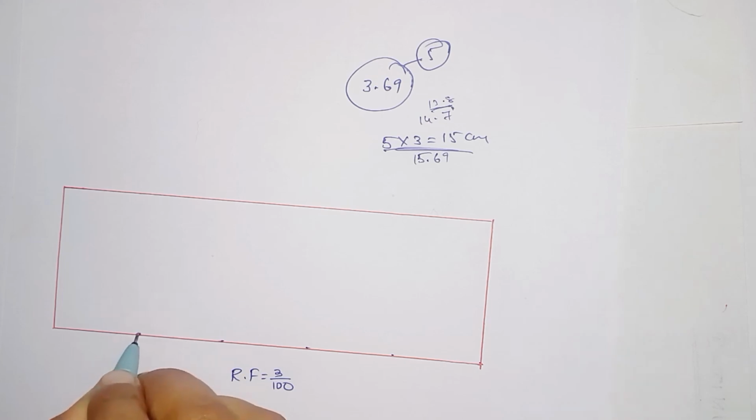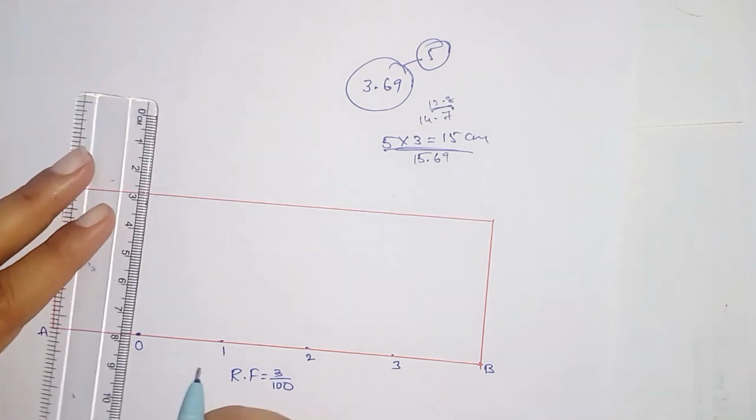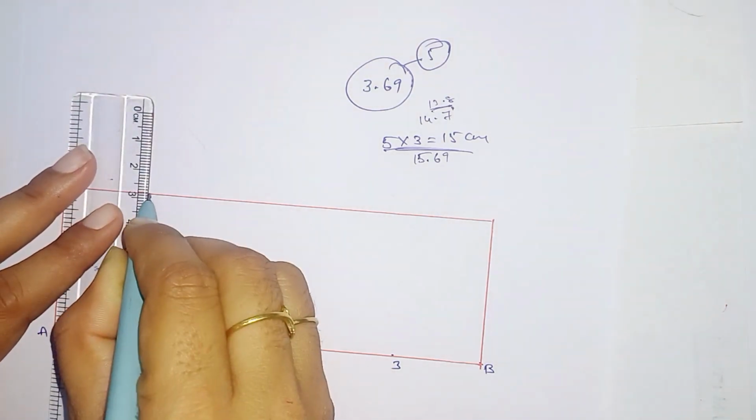This is the A and this is the B. From the A point, the second point, you have to represent 0, 1, 2, 3, and draw vertical lines up to 5 centimeters, meaning vertical lines up to the rectangle box.